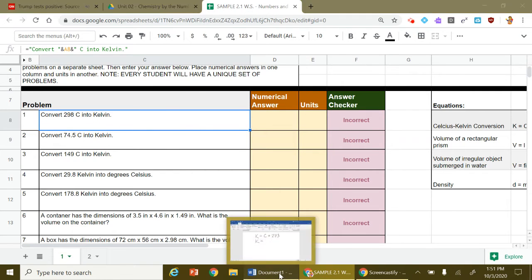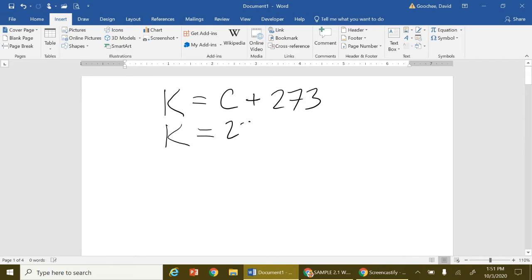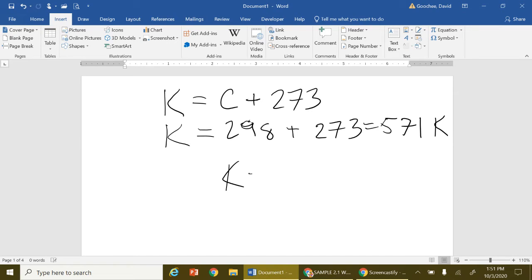298 plus 273 is equal to 571 Kelvin. So the Kelvin temperature is 571 Kelvin.